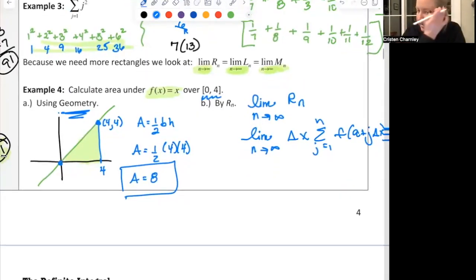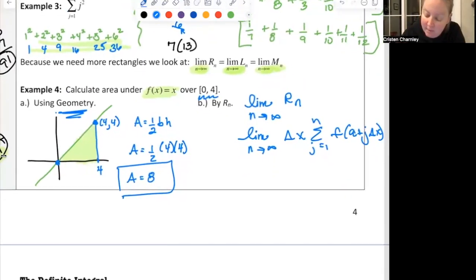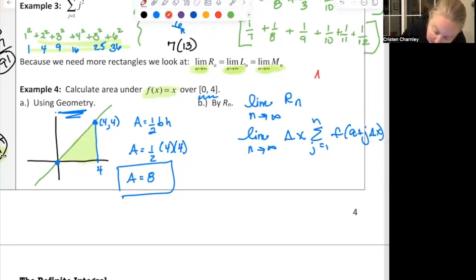All right, this is kind of wacky. Just bear with me a little bit. So that easier thing to solve is delta x. So delta x I know is b minus a over n. So it's 4 minus 0.